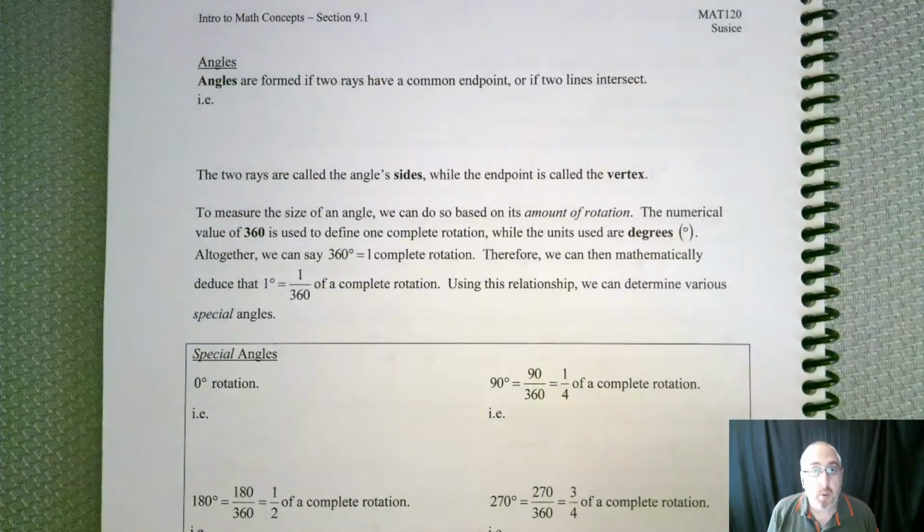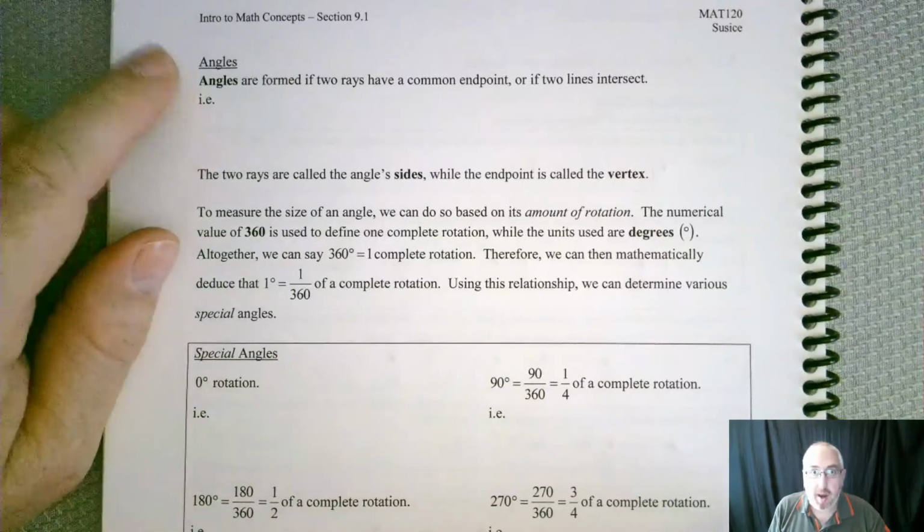Howdy folks, so we are back and we're going to continue on with section 9.1. We have some of that basic terminology about lines and rays and all that stuff, so now we're going to start putting some of that stuff together and looking at some different objects. So the next thing we can look at are angles.